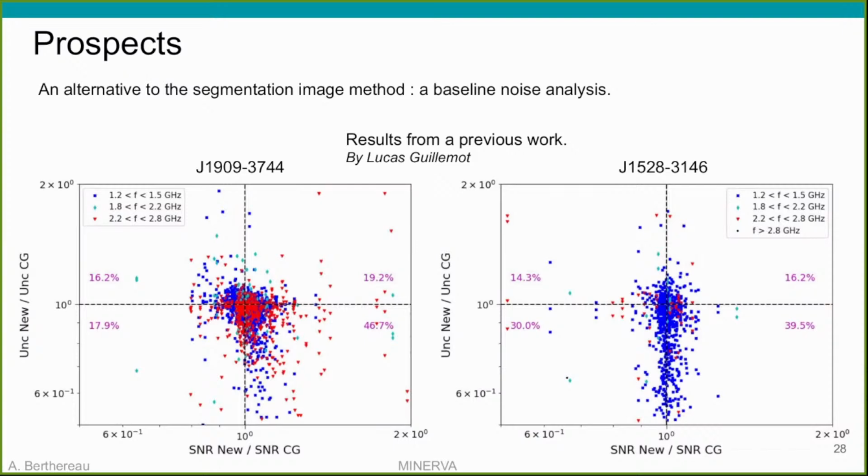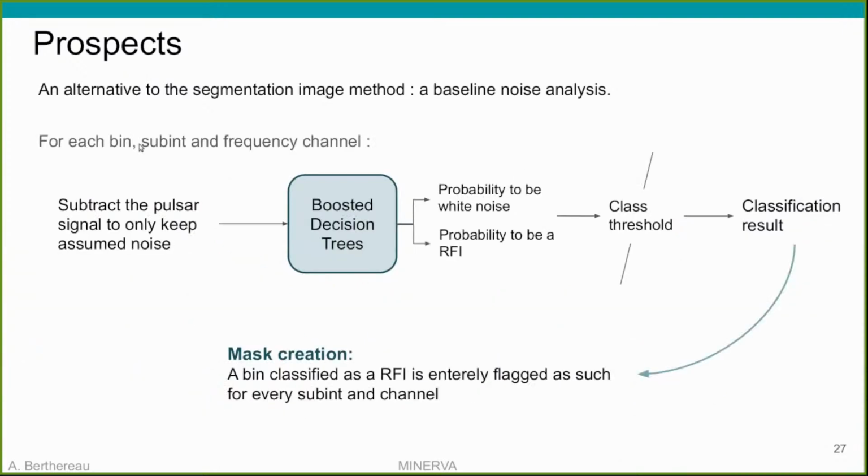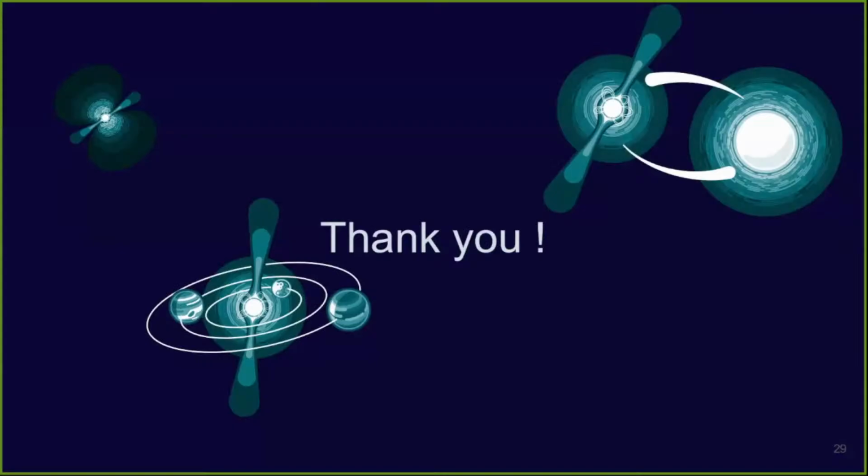The only problem is that since we are doing the computation for each band, sub-integration and frequency channel of the observation, that means a lot of computation. This method is slow, so we are trying now to make it faster by running it on GPU, and to make it more competitive with Coastguard, which is faster than this method for now. So thank you for your attention, and if you have any questions.